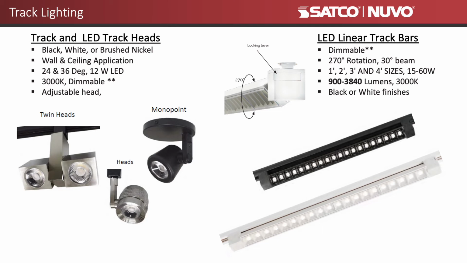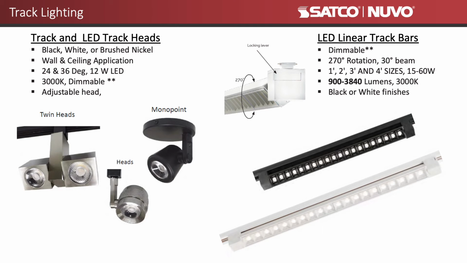When accent and task lighting is needed, we have both track and LED track heads. They come in 3 different finishes and they can be used on the wall or the ceiling. We have two beam spreads, 24 and 36 degrees, and all of our LED fixtures are 12 watts. They are also rated at 3000 degrees Kelvin and dimmable with certain dimmers.